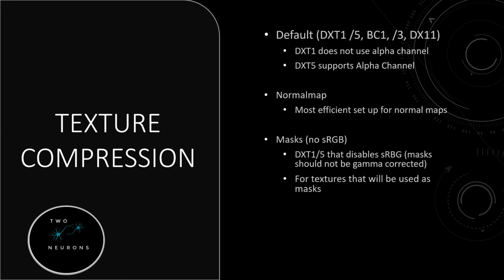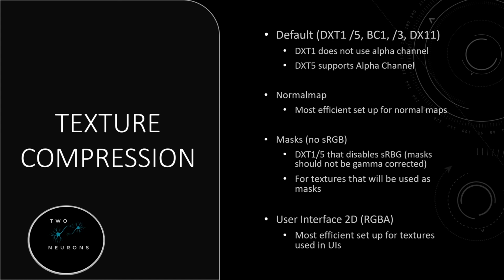And again, as the name says, it's optimized for mask textures. Then we have ones like user interface 2D RGBA. This is the one that we should have been using in section 1. We'll actually come back to this again in section 6. So this is what Bang Bang was talking about in his comment. And it's the most efficient setup for textures used in the UI.